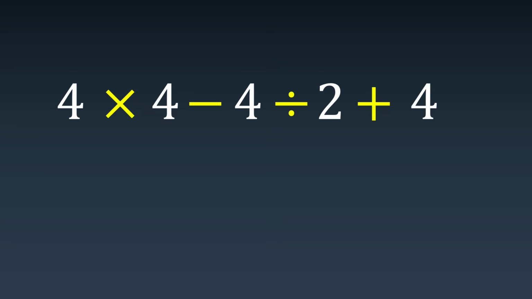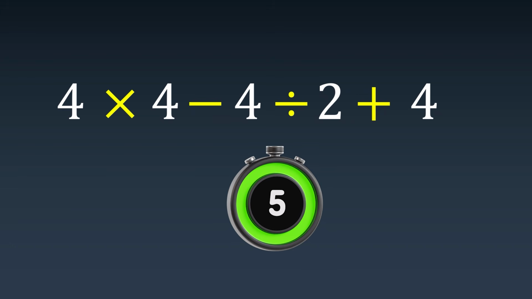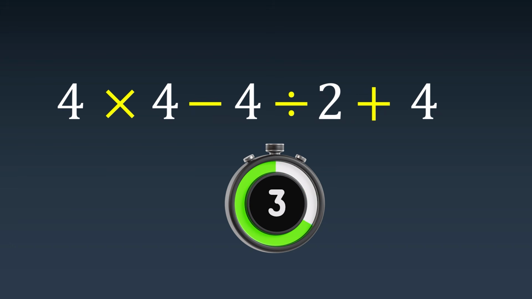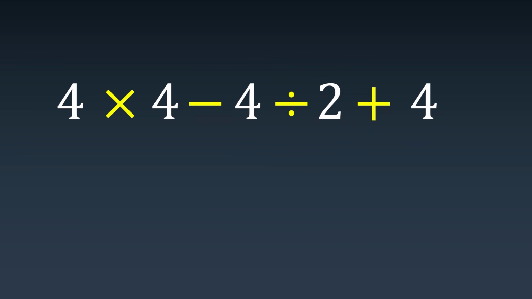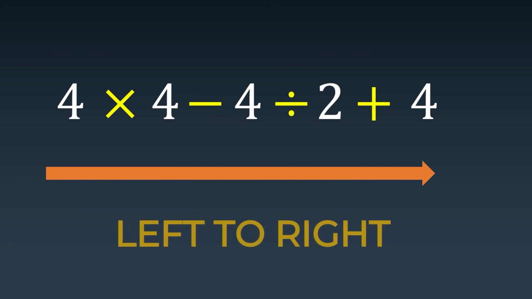Here it is. 4 times 4 minus 4 divided by 2 plus 4. Pause here and try to solve it yourself first. We're going to explore the 3 most common answers and discover why only one survives. Let's start with the most intuitive path. Reading it like a sentence, left to right.